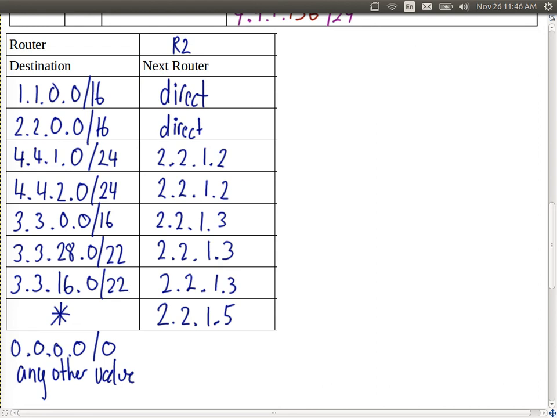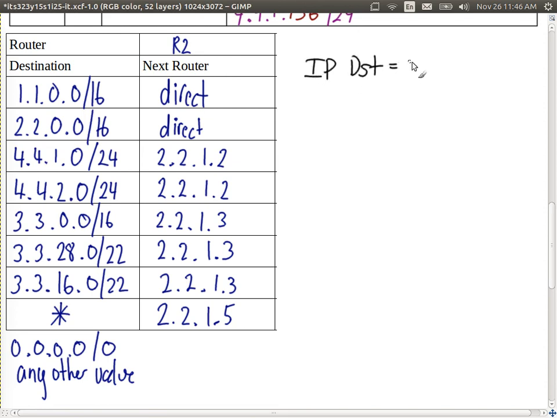Let's try a different destination. We have a different IP datagram and the destination address is 3.3.29.1.